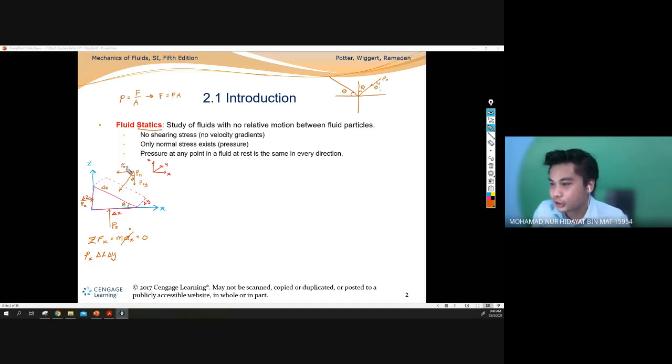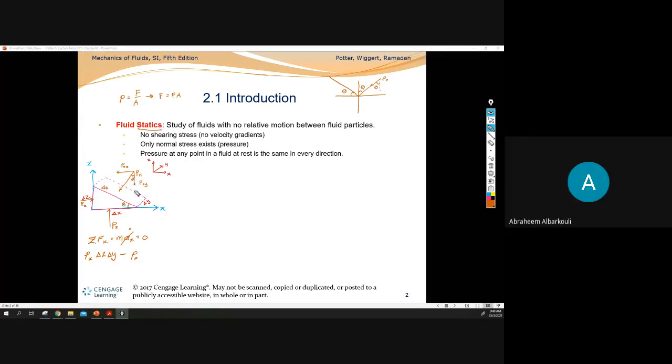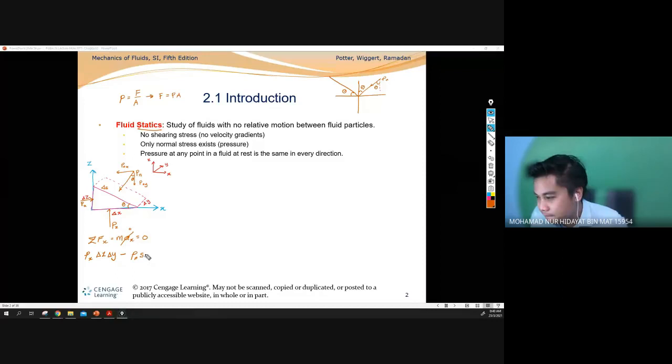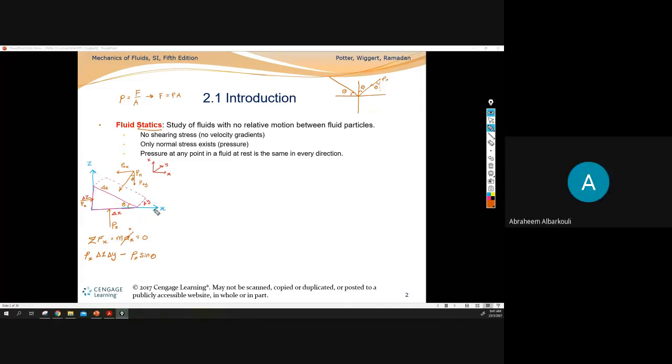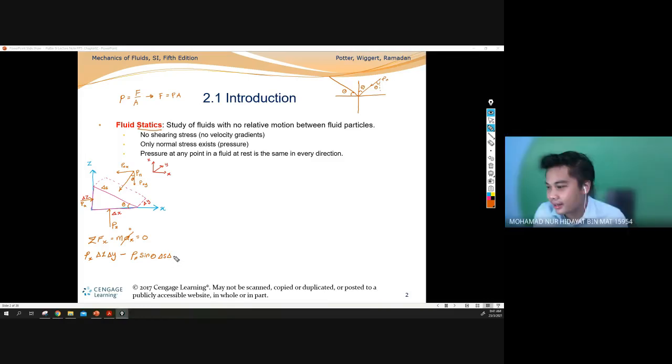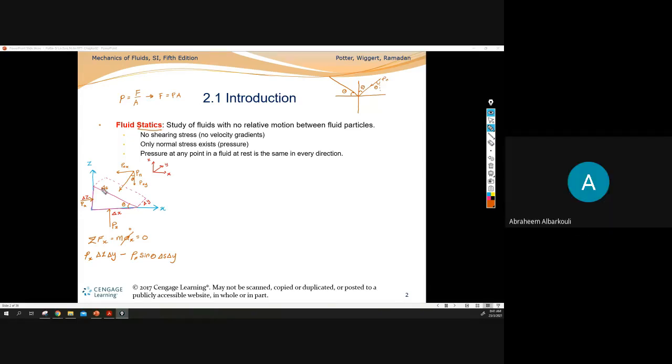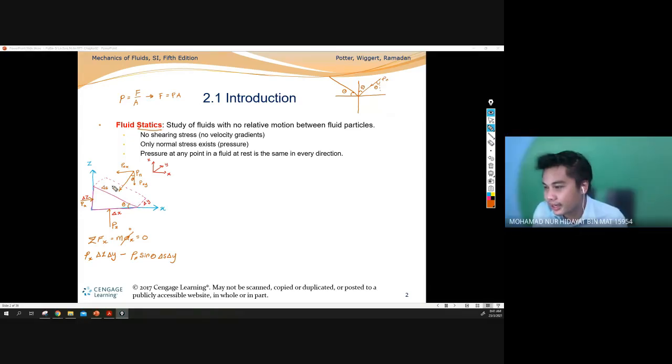Pn of X. So, Pn of X is acting to the left. So it is minus Pn. So this is cos or sine? Sine. Yes, sine. Perfect. Sine theta. What is the area of this? Delta S times delta Y. Okay, this is the area. Delta S multiplied with delta Y. You're going to get this area.